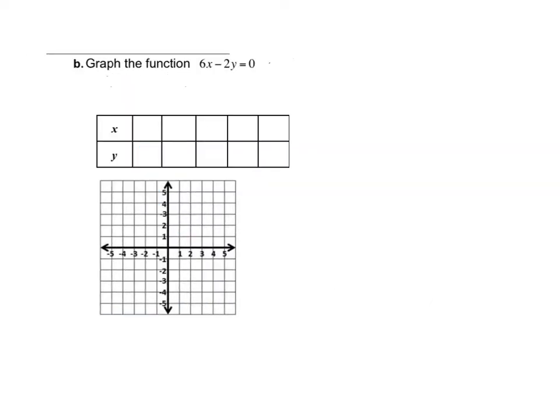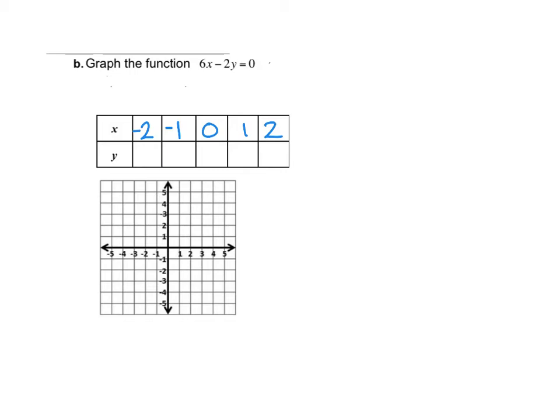All right, letter B, graph the function 6x minus 2y is equal to 0. Notice in this case, it's not giving us a domain. But what we can do is pick any numbers that we would like to plug in. I'm going to start with -2, -1, 0, 1, and 2. Those are some numbers. And really, all you need are 2 points in order to graph.